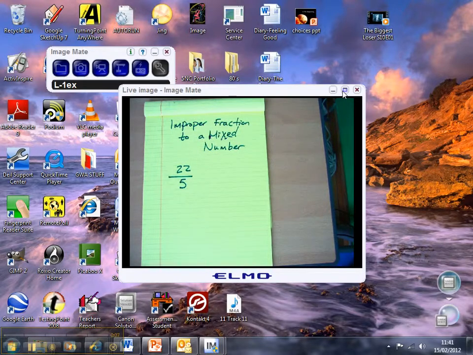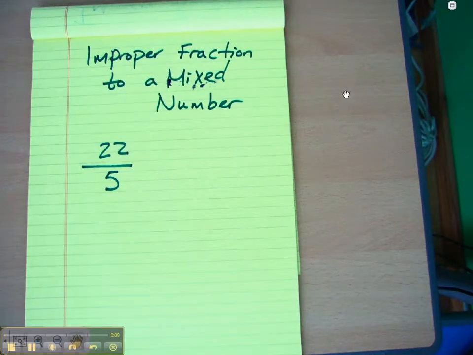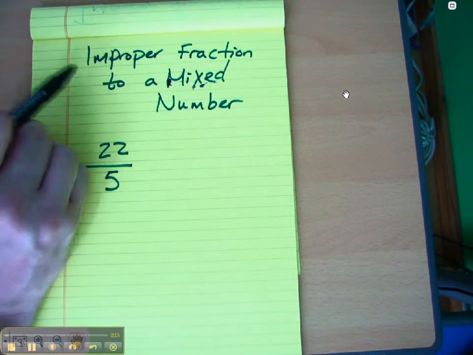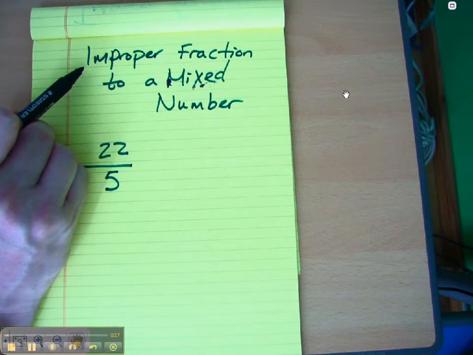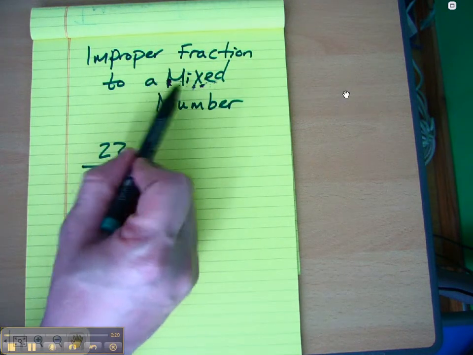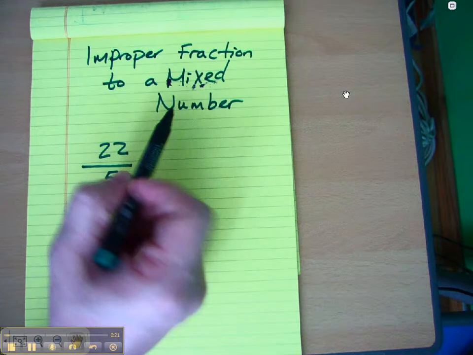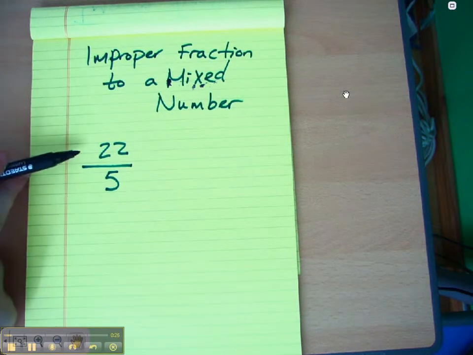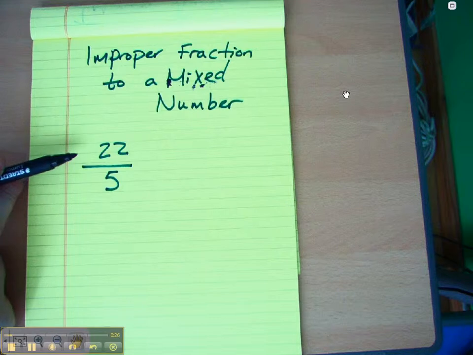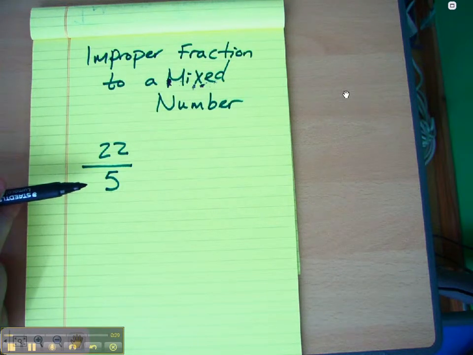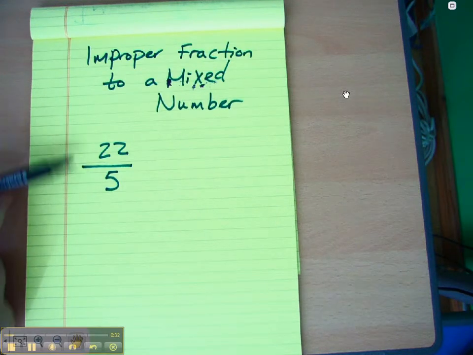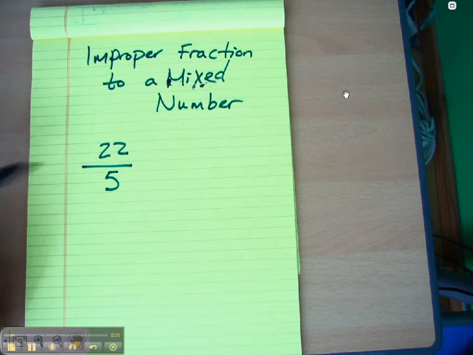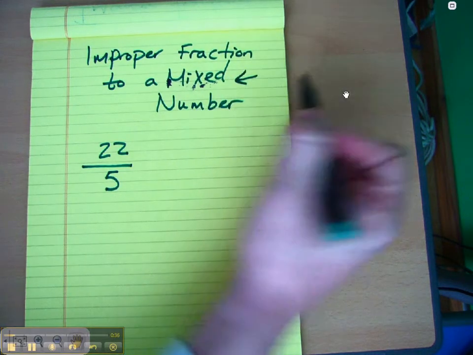And in today's video tutorial, we are going to be talking about how to change an improper fraction to something we call a mixed number. Now, an improper fraction by definition is a fraction whose numerator, or the top number, is larger than the denominator, or the bottom number. And we can't just leave it that way, okay? We need to change that to a mixed number.